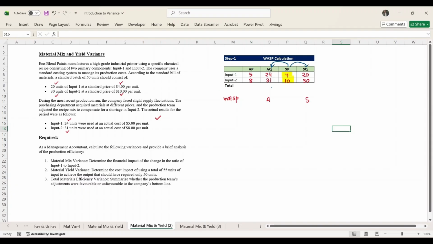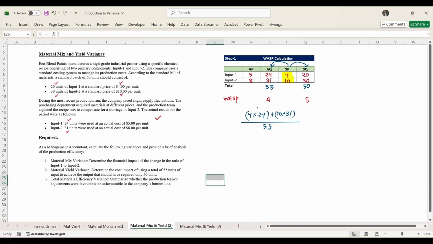Step 1, first we'll add the actual quantity of these two. So 35 and 415. This becomes a total of 55. And here in the standard quantity, it becomes 30 plus 20, which is 50. And WASP actual, how we'll get, we'll start from the standard price. Just see how it is done. Start from 4 into 24 plus 10 into 31 by actual. Actual total quantity is 55. So we'll put 55 here.